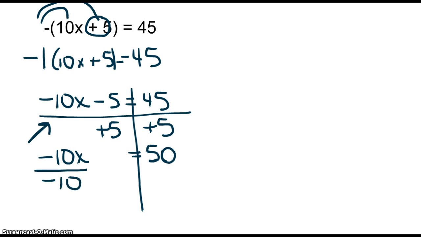Be careful of your integers here because I'm seeing a lot of kids mess up on their integers, get their signs wrong. So that leaves me with x equals a positive divided by a negative is a negative, and 50 divided by 10 is 5.